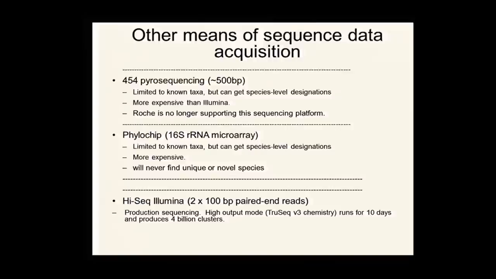The other thing that people have talked to me about, which I have no experience using, is the PhyloChip, which is kind of like a 16S microarray. It's limited to known taxa. You can get species level designation. It's more expensive. You'll never find unique or novel sequences, and it basically locks you in to this platform.